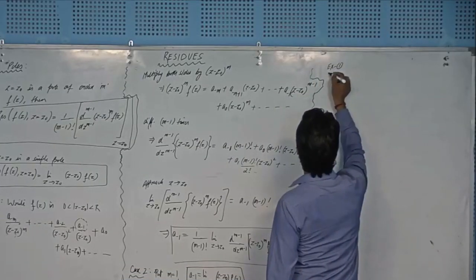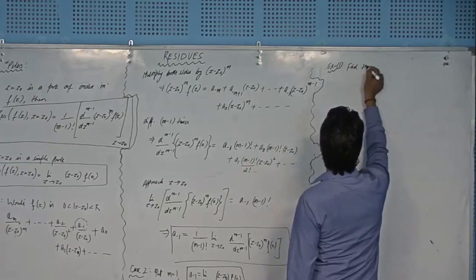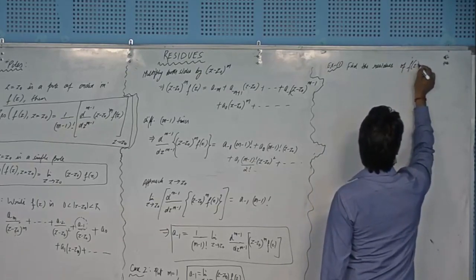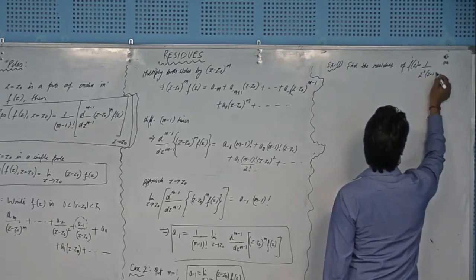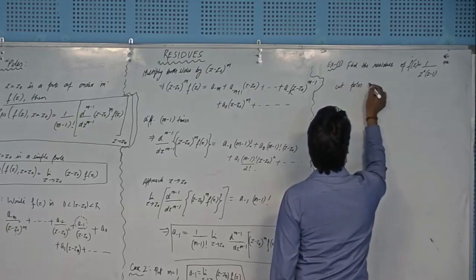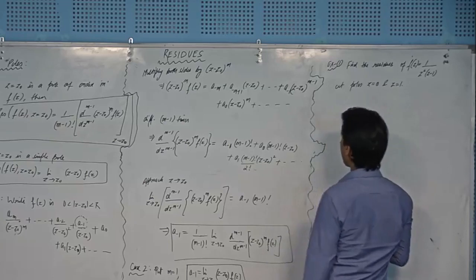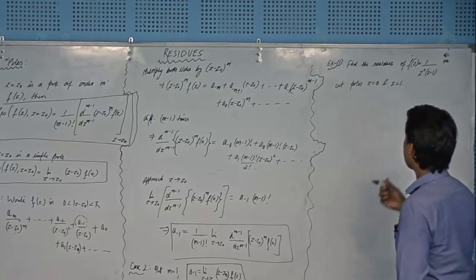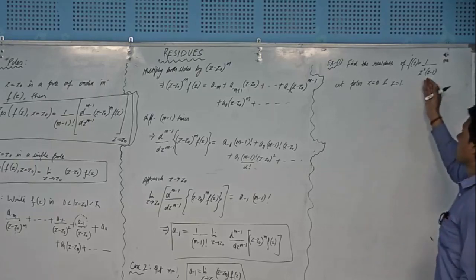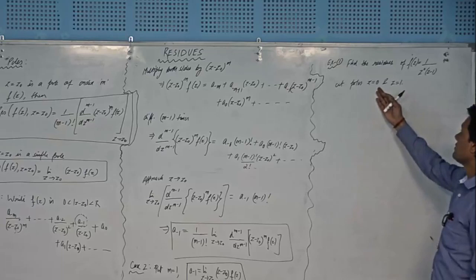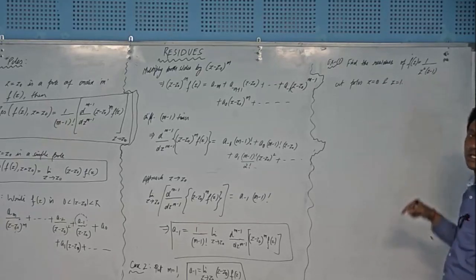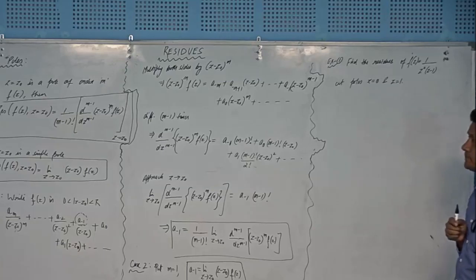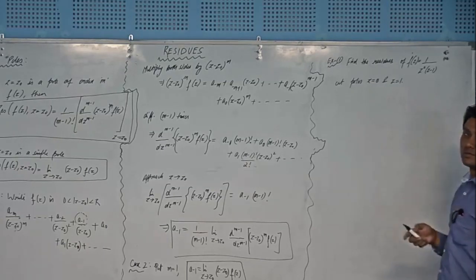Example number 1, find the residues of function f(z) equal to 1 over z^2(z - 1) at poles z equal to 0 and z equal to 1, right? And I have written here that these are poles. However, you may wish to investigate the nature of this singularity. Whether zero is a pole, is it a removable singularity, is it an essential singularity, right? You can check it. Obviously, z equal to 0 is a pole. If you put denominator equal to 0, that will give you 0, 0 twice. And since the numerator is non-vanishing at that point, it indicates that is a pole, right? Okay. So I have written directly that these are poles, right?